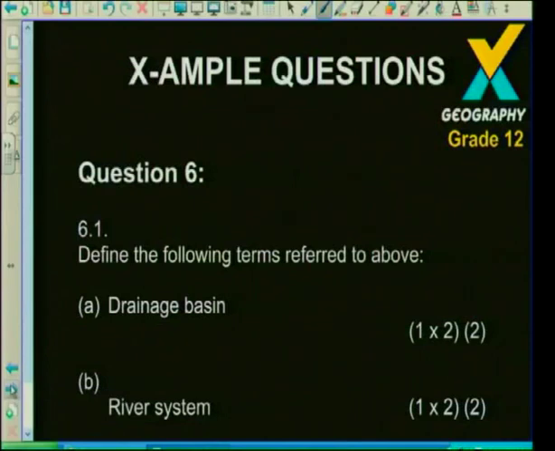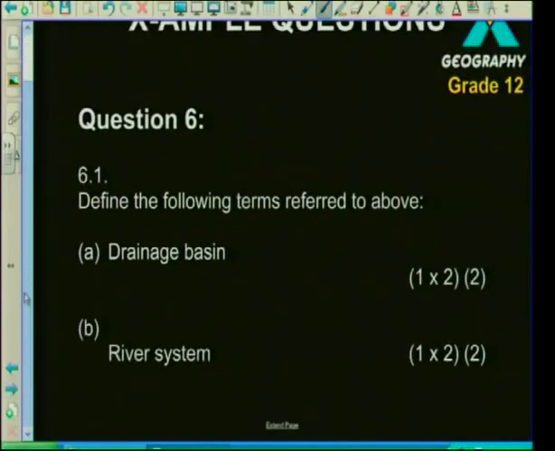So let's go and look at the questions now. The first question is to define the following terms. The first term, question A, is to give a definition of a drainage basin. And we've spoken about this before. The drainage basin is the total area that is drained by the main river and its tributaries. So that is our drainage basin.